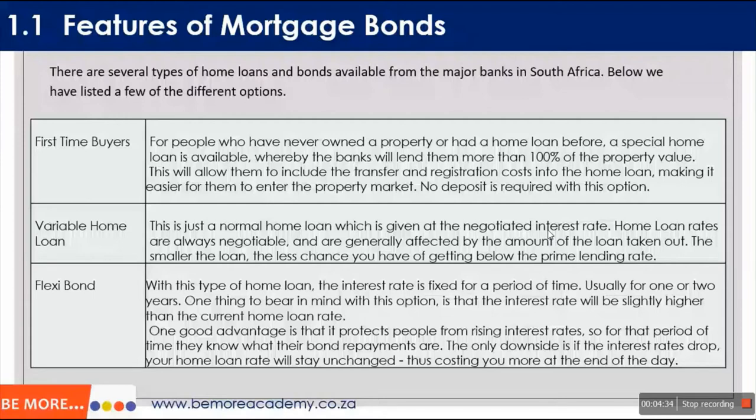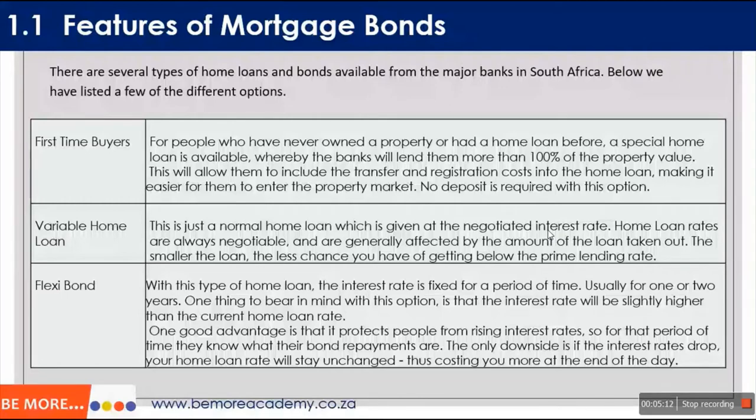Flexibond. With this type of home loan, the interest rate is fixed for a period of time, usually 1 or 2 years. One thing to bear in mind with this option is that the interest rate will be slightly higher than the current home loan rate. One good advantage is that it protects people from rising interest rates. So for that period of time, they know what their bond repayments are. The only downside is if the interest rates drop, your home loan rate will stay unchanged. That's costing you more at the end of the day.